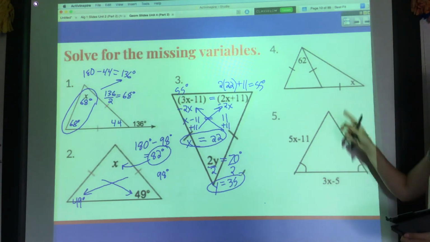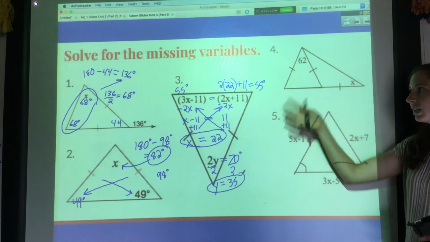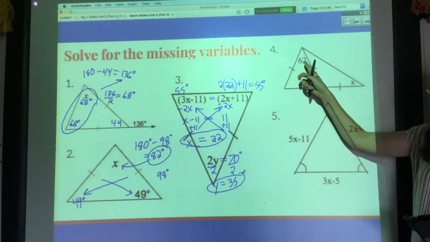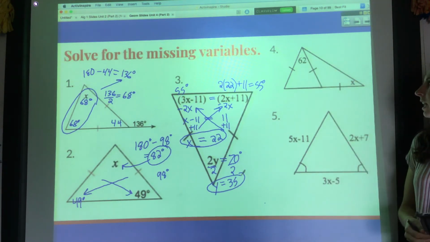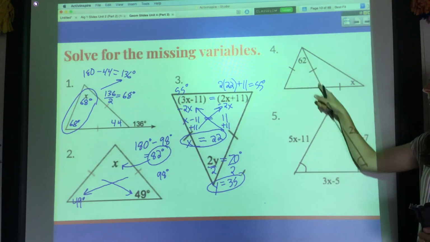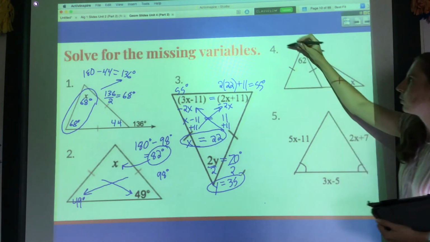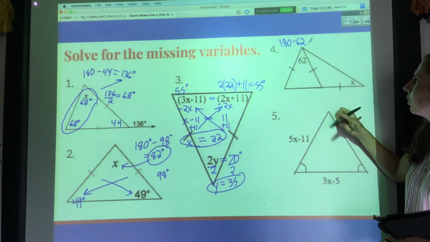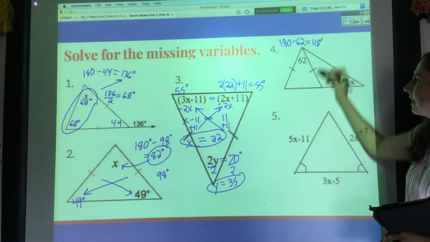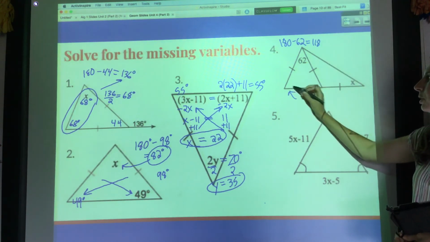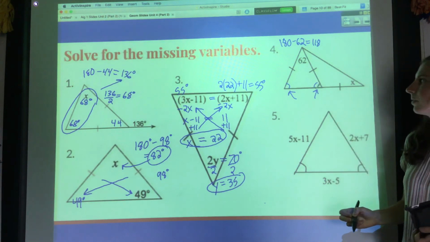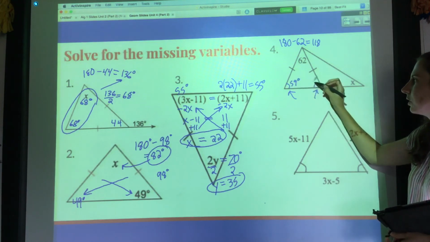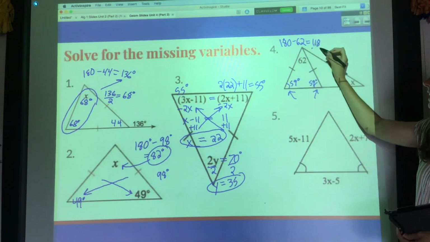Okay. On this one, again, sometimes you may not know what to do, and you may just have to play around with it until you can find something that works. I don't know how to jump straight from here to x, but I do know this is isosceles, and if I take 180 minus 62, that leaves me with 118. And that 118 should be split evenly between these two congruent base angles here. So 118 cut in half would be 59 for each of those. Again, I just cut 118 in half to get that.